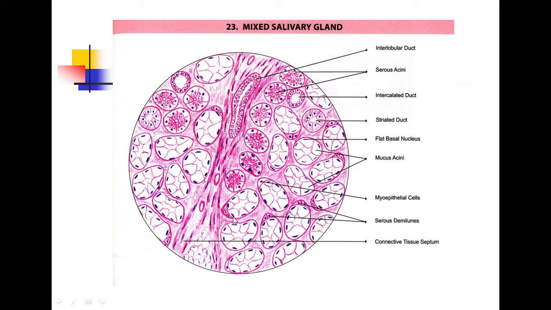So here you can see the serous demilune. This is the mucus acinus which is capped by serous acinus. Again here this is the serous demilune, mucus acinus which is capped by cells of serous acinus. So serous demilunes is the characteristic feature of mixed salivary gland. Then the ducts are seen. This is a striated duct, this is an intercalated duct, and in the connective tissue septa you can see the interlobular ducts.